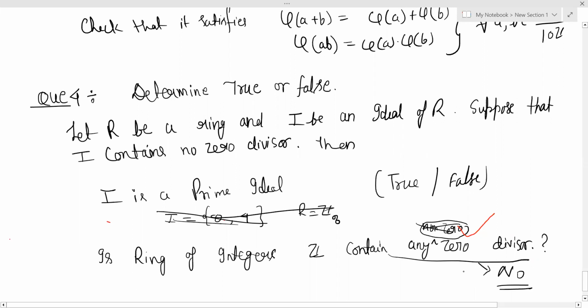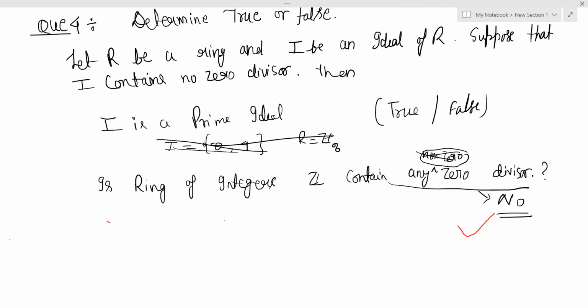Now tell me, take any ideal in the ring of integers which is not a prime ideal, because a prime ideal by definition will not contain any zero divisor. So what are the ideals in the ring of integers which are not prime ideals? Because I want to disprove this statement. Okay, take the ideal I equals 4Z.